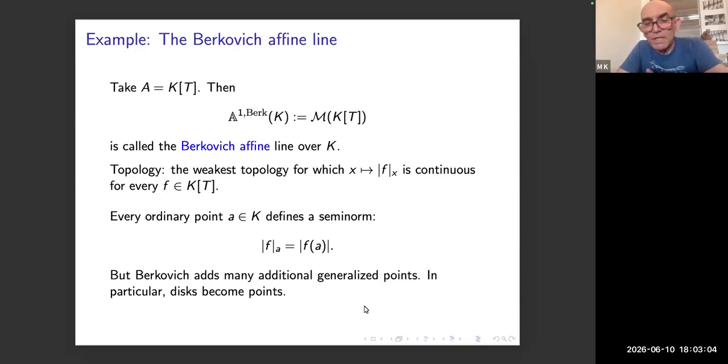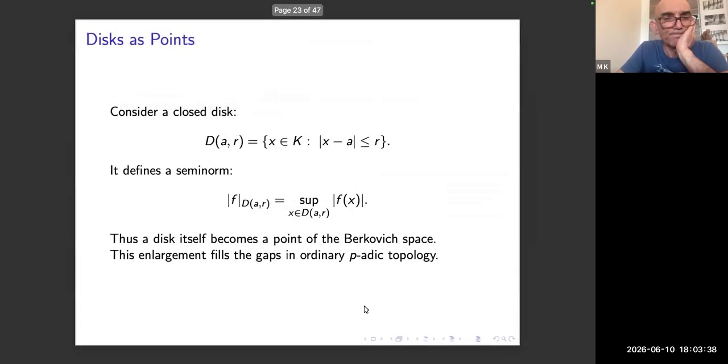But the Berkovich thing is that it allows many more types of seminorms. And in some cases, you can completely characterize what they are. So one thing that plays a big role in this characterization is that disks in the original space actually become points of the Berkovich spectrum. And that's really an important feature here. So let me tell you how it works.